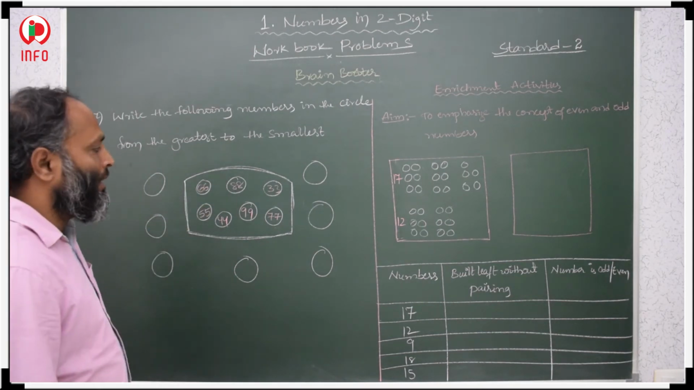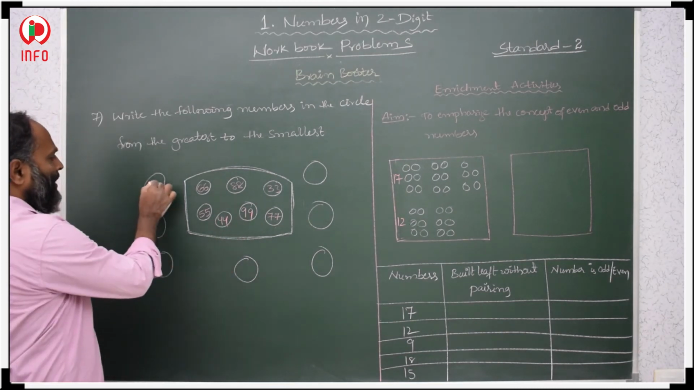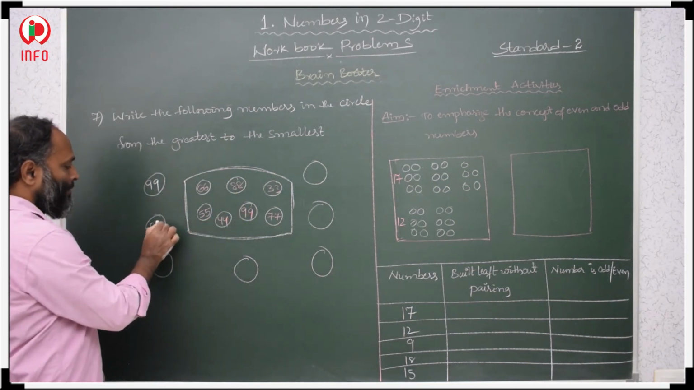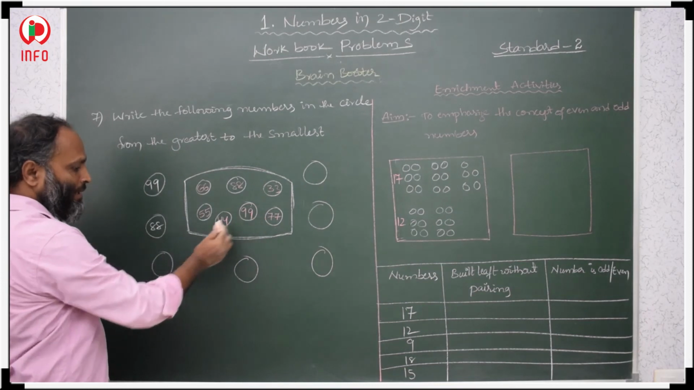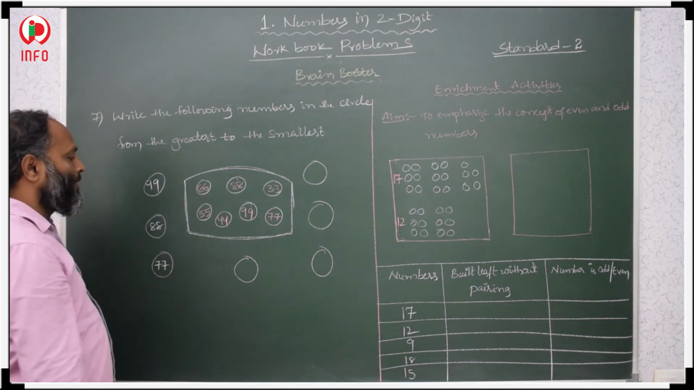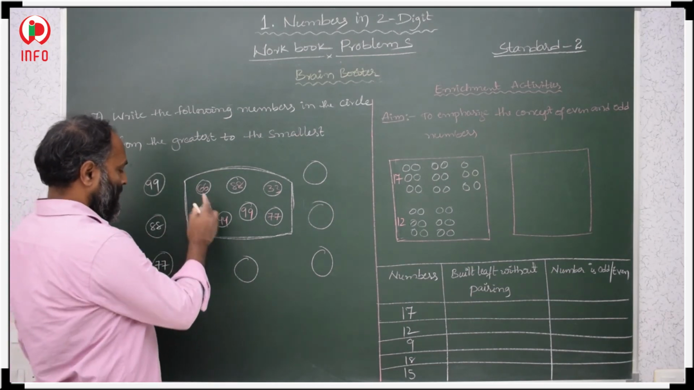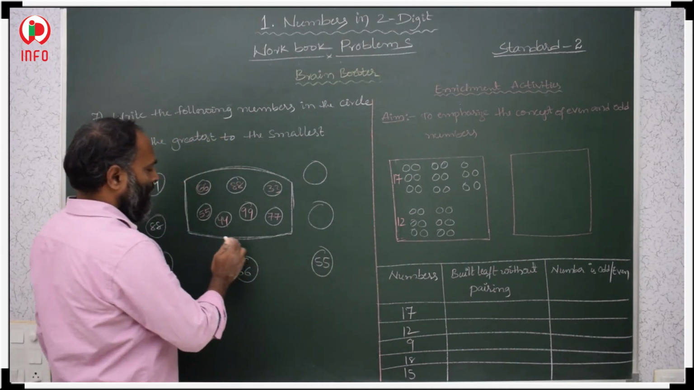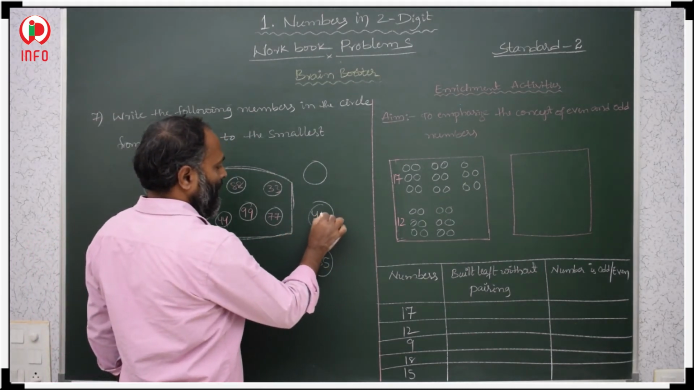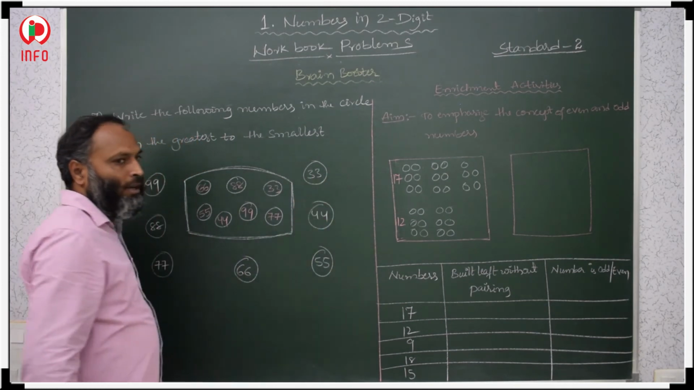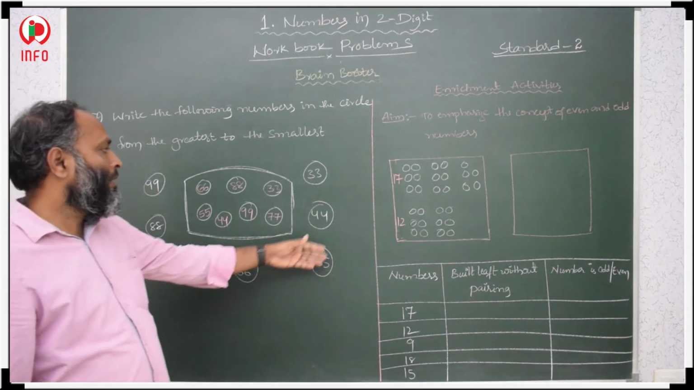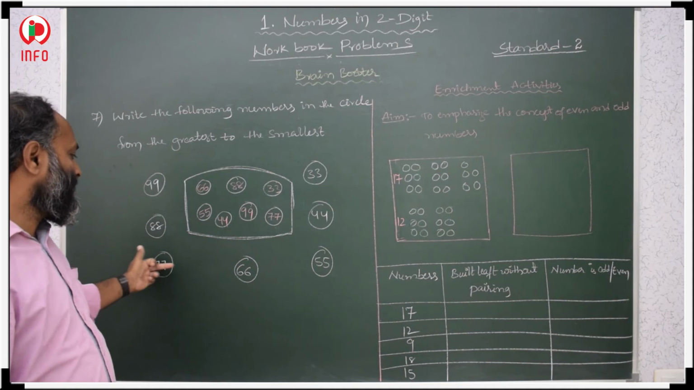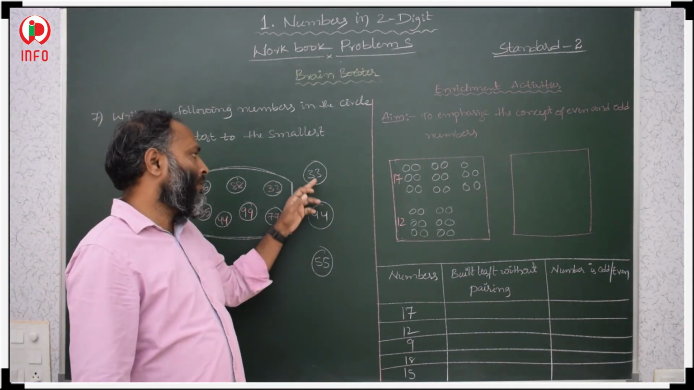Greater to smaller, that we know. First 99 is the greatest number. Then after that 88. Then after that 77, 66. Then after that 55. Then after that 44. Then after that 23. Like this we have to arrange the given numbers in descending order, greater to smaller. Decreasing order: 99, 88, 77, 66, 55, 44, 23.